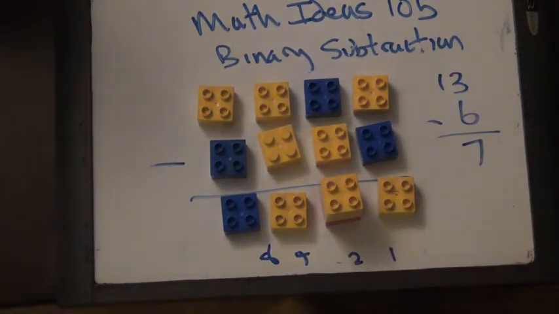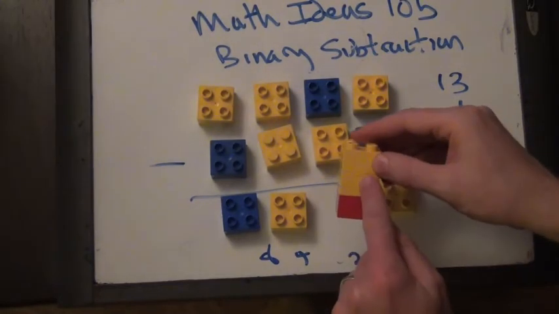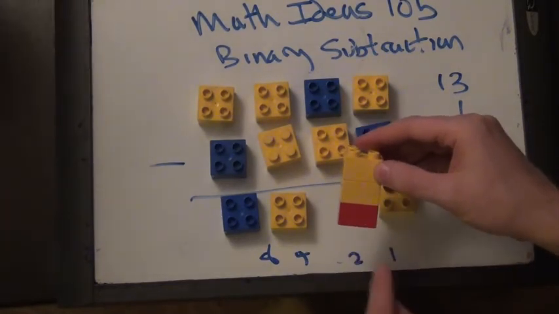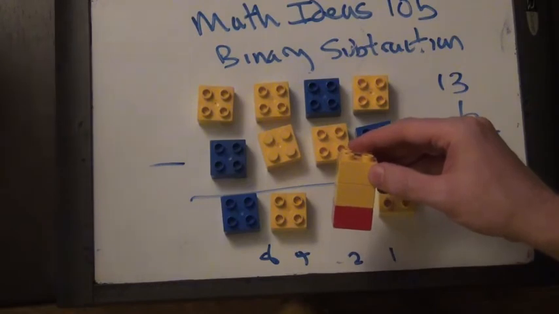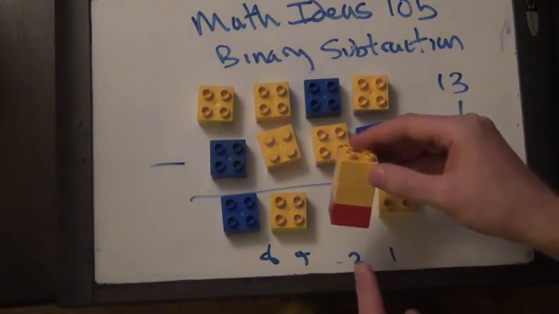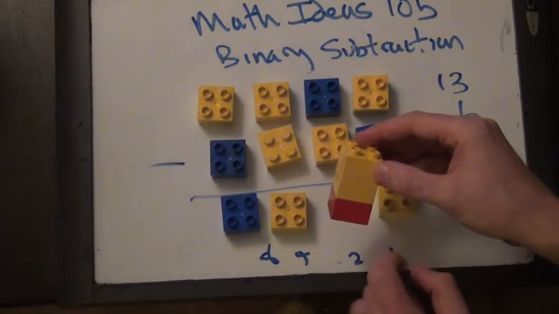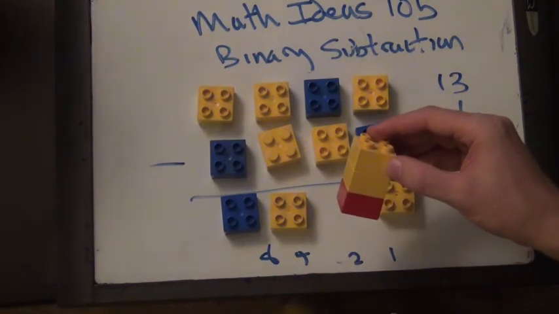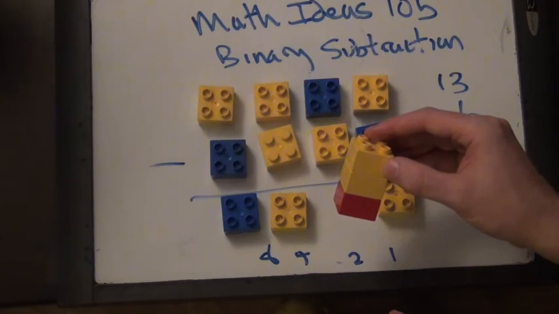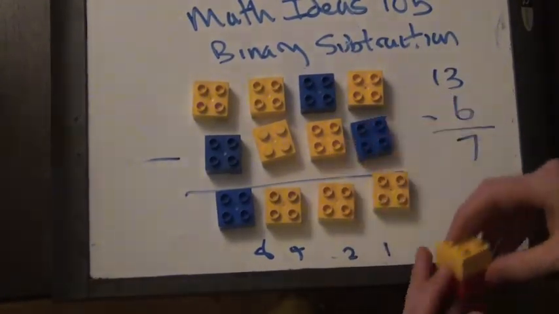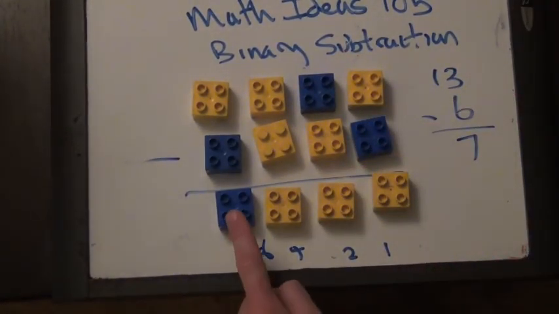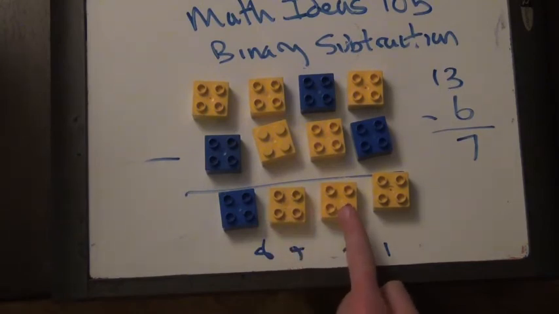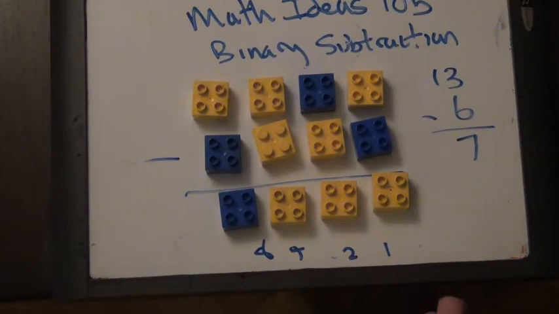So I got 2 plus 2 minus 2. What happens to the 2 minus 2? 2 minus 2 is 0. So the yellow block and the red block poof each other. So there we go. Now we get 0 times 8 plus 1 times 4 plus 1 times 2 plus 1. So we get 4 plus 2 plus 1, which is?